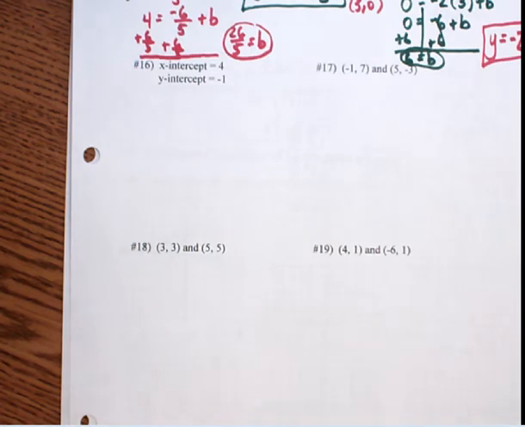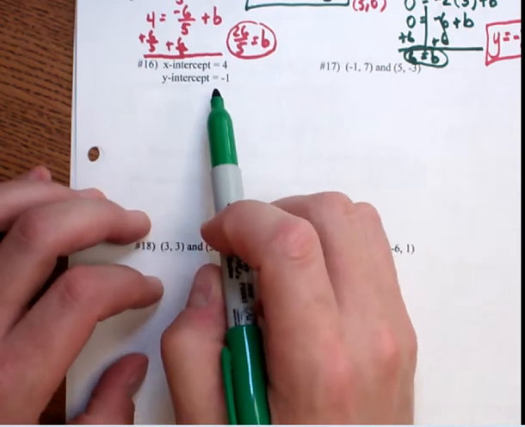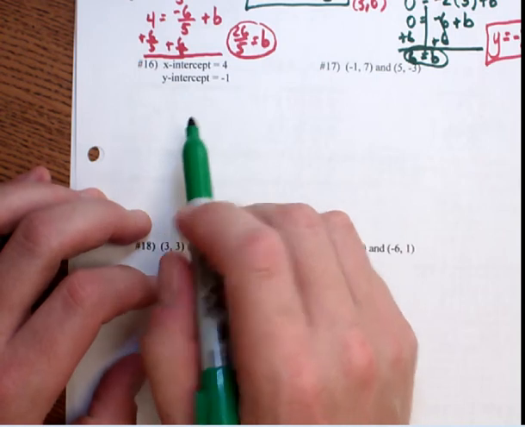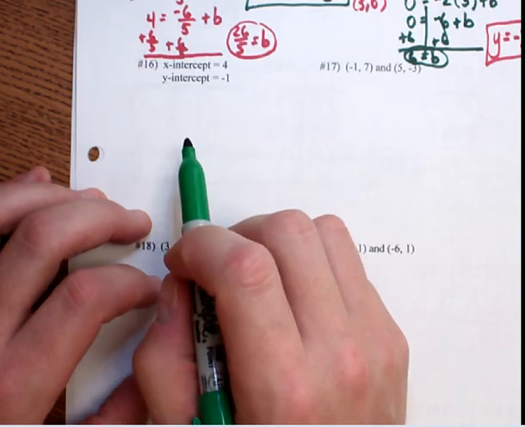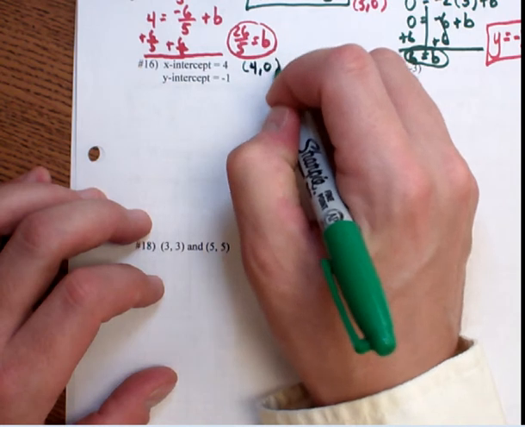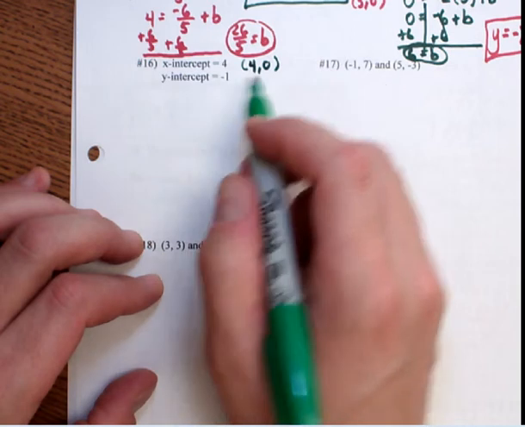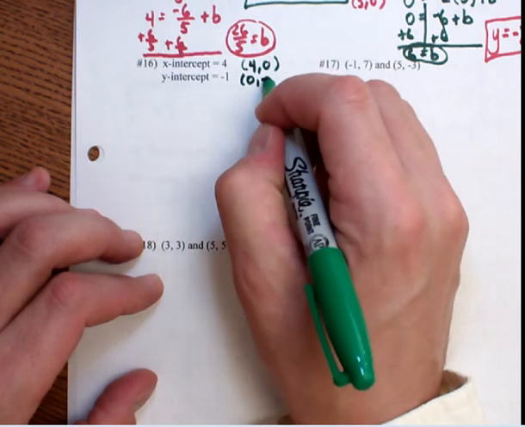Alright, let's take a look at the last four problems here. So the x-intercept is positive 4, the y-intercept is negative 1. This is a case where they actually give us quite a bit of information. X-intercept, that means (4, 0), that's where you're on the x-axis. The y-intercept is negative 1, so that's (0, -1).